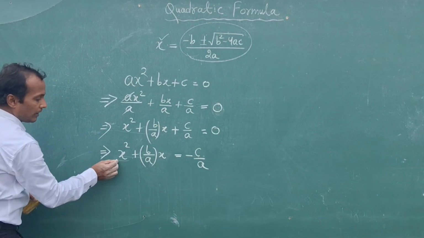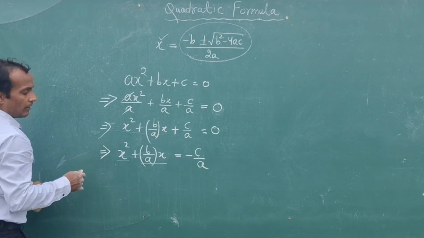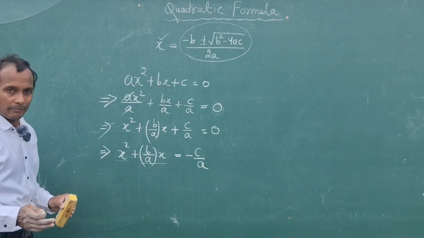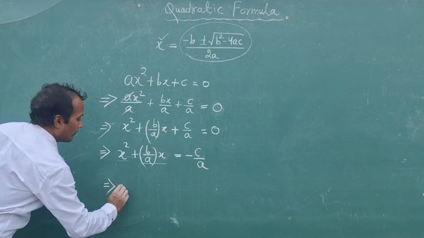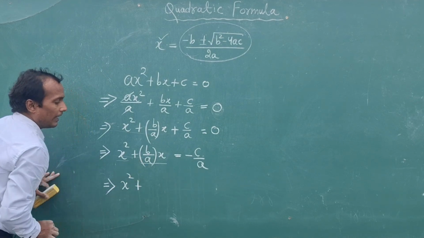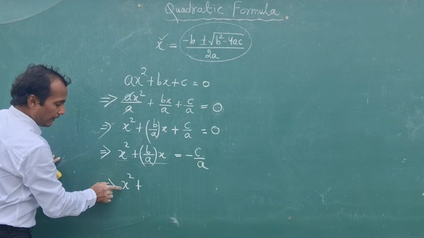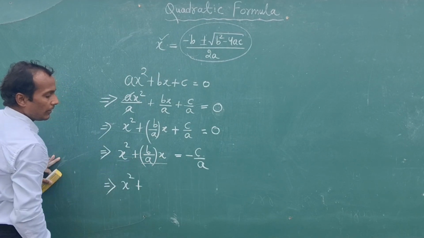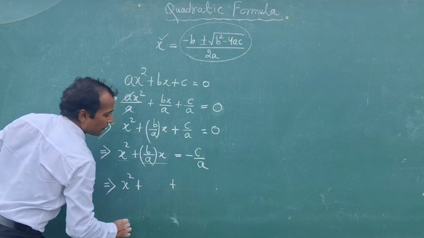I have x square already. Let me consider this term like 2ab, and if it is 2ab, then what can be b square? That I have to see. So x square plus b by a x I have. All right, so this is the square of x, and this is 2ab. b by a x is 2ab. So what can be b square?